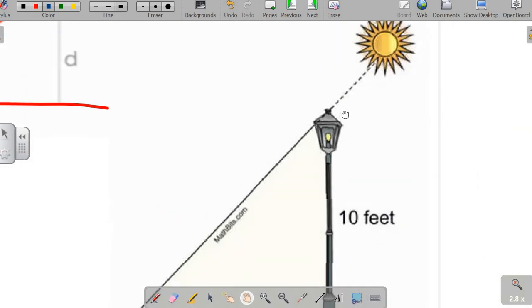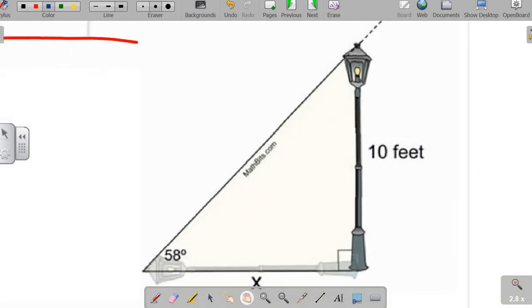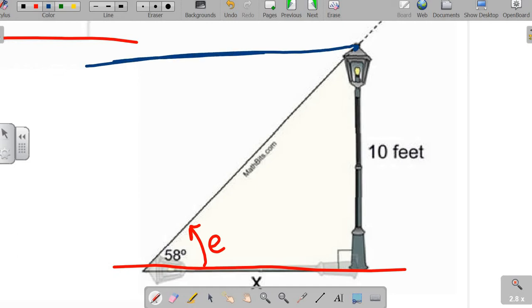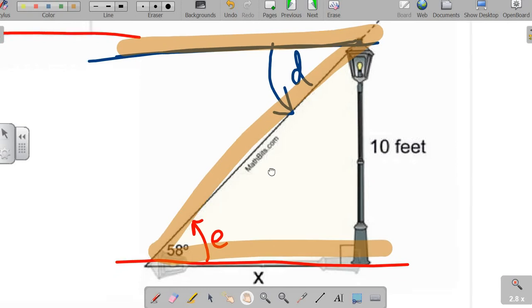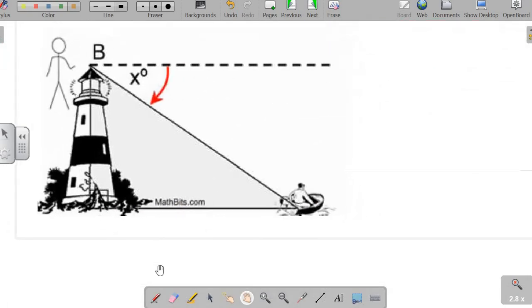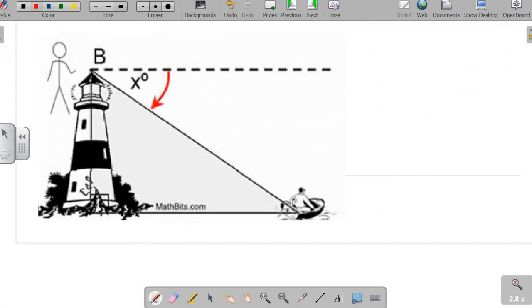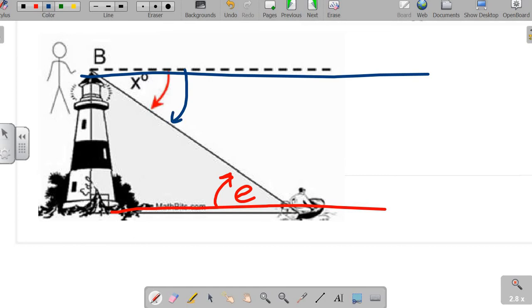Remember, I want you to correct your work. In this diagram, the angle of elevation, horizontal going up, and you have to draw in your horizontal going down would be your angle of depression. Once again, you can see you're creating armpits of the Z. Angle of elevation, horizontal going up. Angle of depression, horizontal going down.